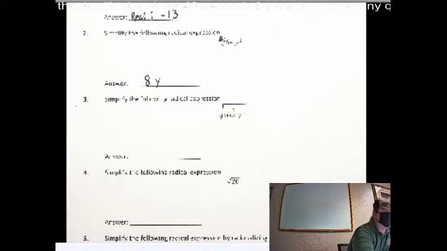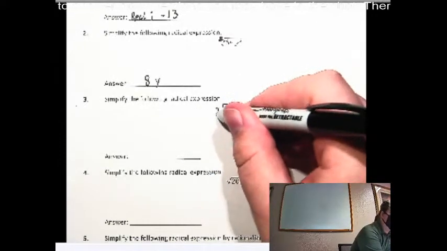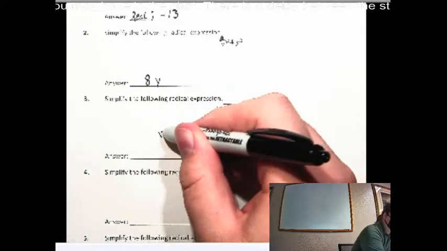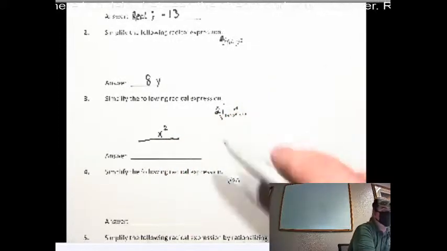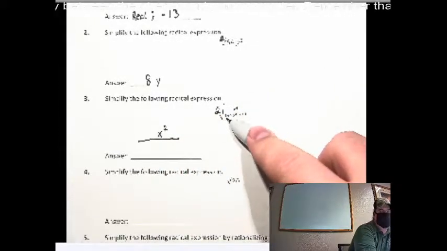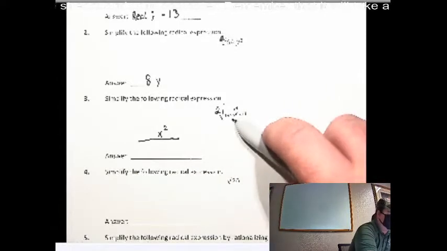So square root of x to the 4th, what is that? Remember, we're taking this power and dividing it by the type of root, which is 2. So it's 4 divided by 2. It's 2, so we have x to the 2nd. Okay? On the bottom, we have 144. So what is the square root of 144? Nobody? 12, yes.